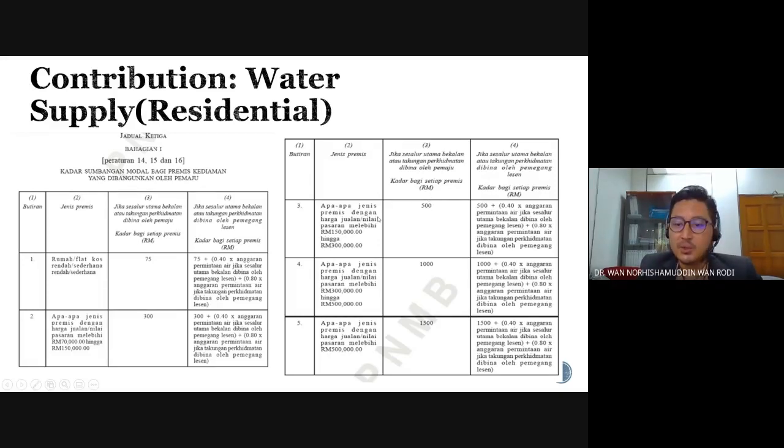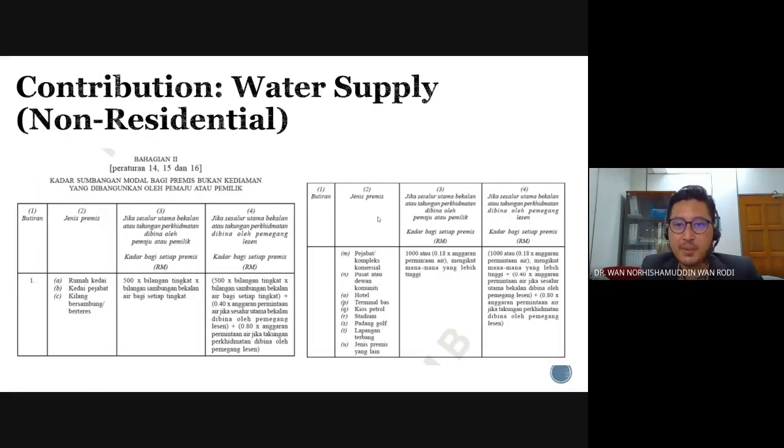Let's say you want to do a commercial project, how much will you have to pay? For example, pejabat, office, you have to pay 1,000 or 0.18 times anggaran permintaan air, whichever is higher. So in this context, you have to estimate two types of calculation. In one, you estimate 0.18 times the total demand for water based on per unit premise. And then you compare both. Whichever is higher, you put it inside your calculation.